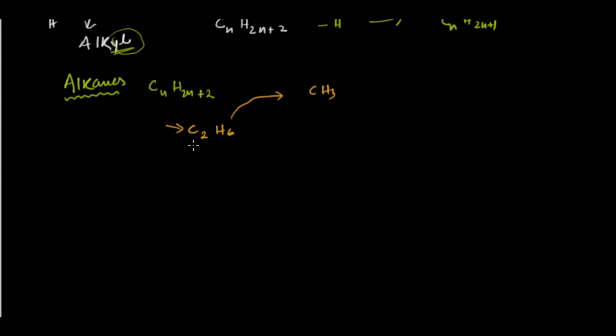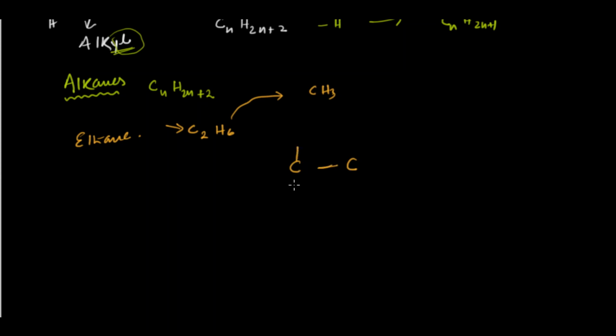Two carbons are there, so for 2 we use eth, and you can see it is an alkane, so we will say ethane. The name will be ethane. Let's draw the structure. We can see 2 carbons, and we know alkanes are bound by a single covalent bond between the carbons. So we just write 1 carbon.